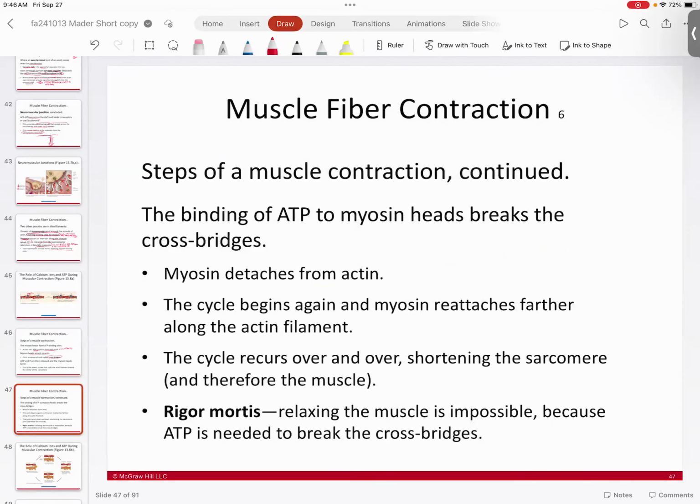Then what's going to happen is the binding of the ATP is what's going to break those cross bridges. So the next ATP, that is to say.